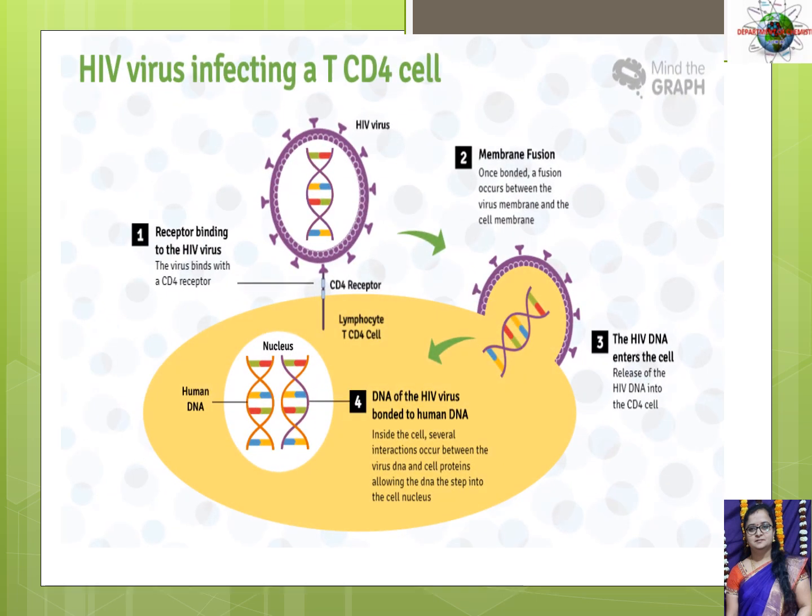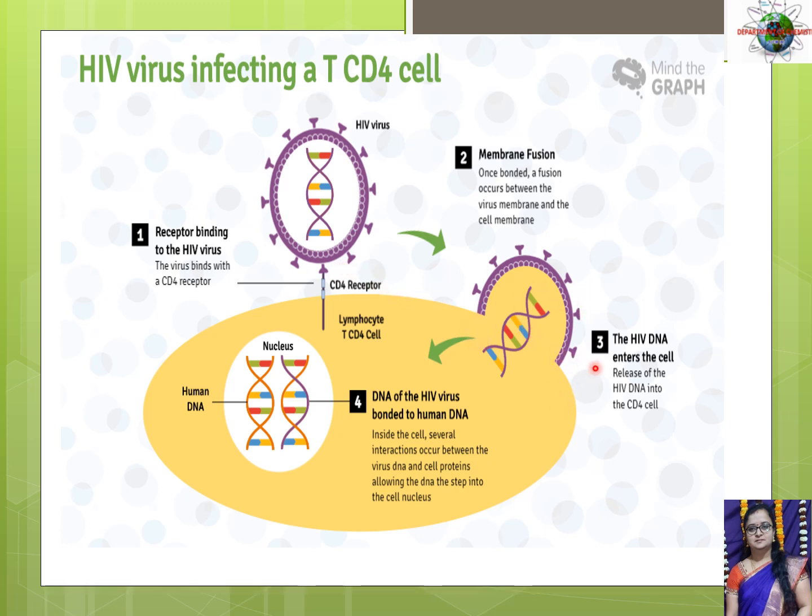This is a picture showing how the HIV virus infects the CD4 T cell. This is the HIV virus and this is the CD4 cell. In the first step, what happens? Receptor binding. The virus binds with a CD4 receptor. It just binds. In the second step, membrane fusion occurs. That means the fusion of the membrane of HIV as well as the CD4 cell takes place. That means both combine together.